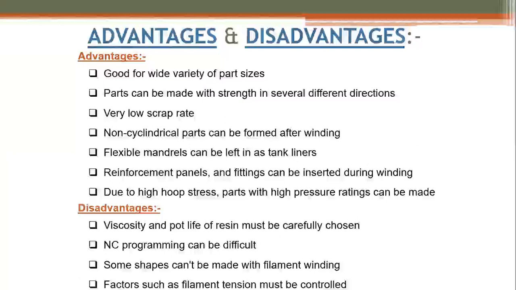Numerical control programming can be very difficult to use, and some shapes can't be made with filament winding. By using filament winding, some complex shapes cannot be made. And factors such as filament tension must also be controlled. So there must be control over the filament tensions also. So these are all the disadvantages regarding the filament winding process.